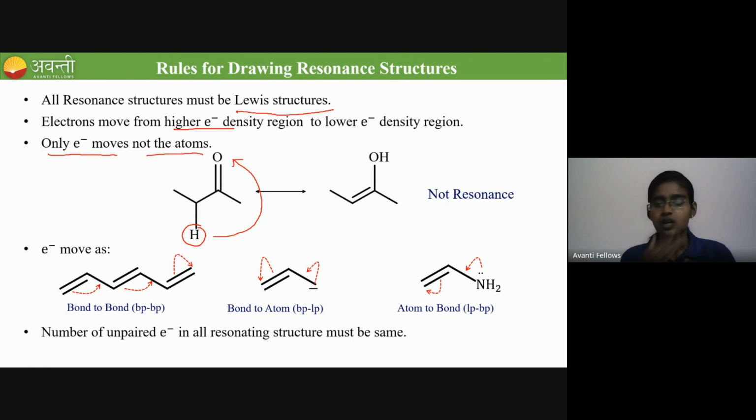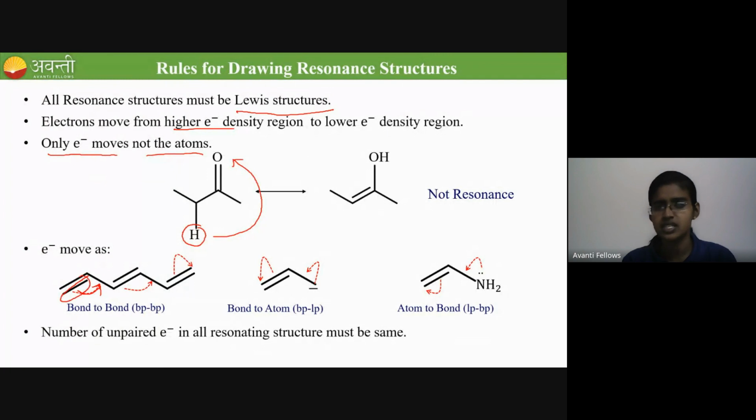Okay, now I'll repeat the second point for Jyoti Kumari. So we have discussed the rules to draw the resonance structure. In that, the first rule is all the resonance structures must be in the Lewis form. Lewis structures you might have studied in your chemical bonding lesson. And coming to the second point, always the electron moves from higher electron density to lower electron density region. You can see the electron is moving from higher electron density region to lower electron density. Got it? This is the second point.